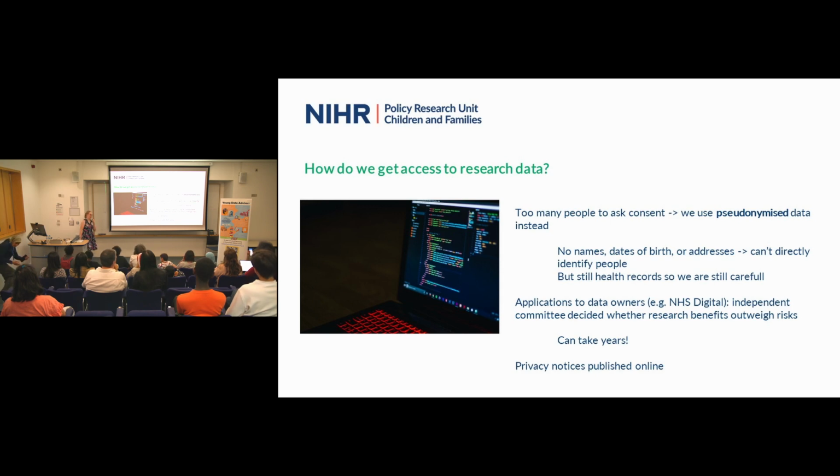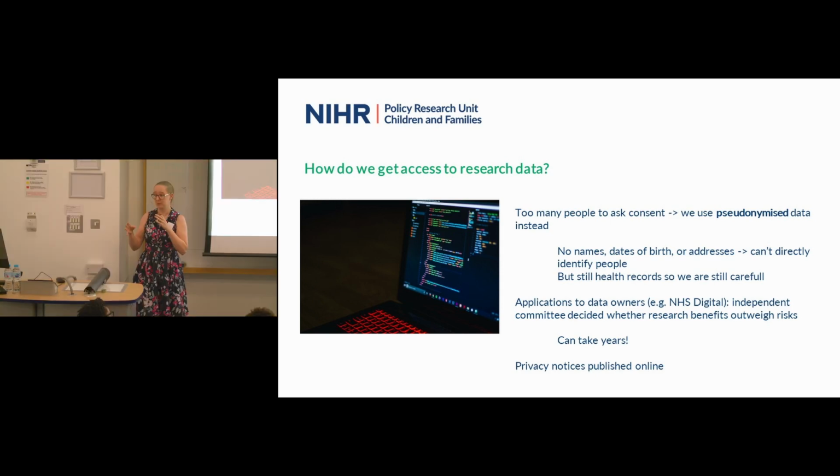But we don't just get access to the data. It's quite a process for us to get it. Because it's got all patients in hospital, we don't, for every study that we do, go back to every patient in England and ask for their consent to use the data. But instead, we do events like this where we present the sort of research we do to people, the public, so they're informed about what we're doing research-wise.